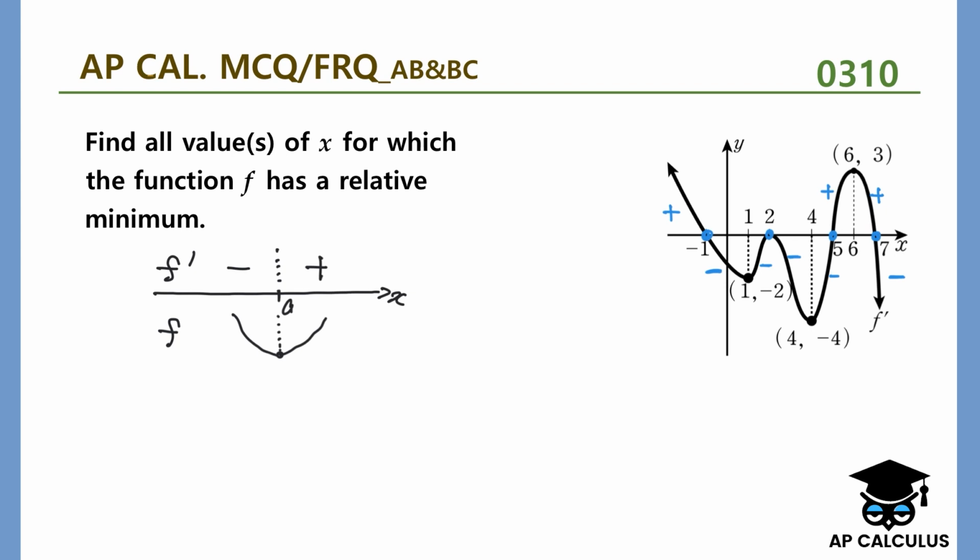So we have, let's see, one x value where the sign of f prime changes from negative to positive: negative, 0, positive, right? So the answer has to be x is equal to 5, and that's the only value of x where the graph of f has a relative minimum.